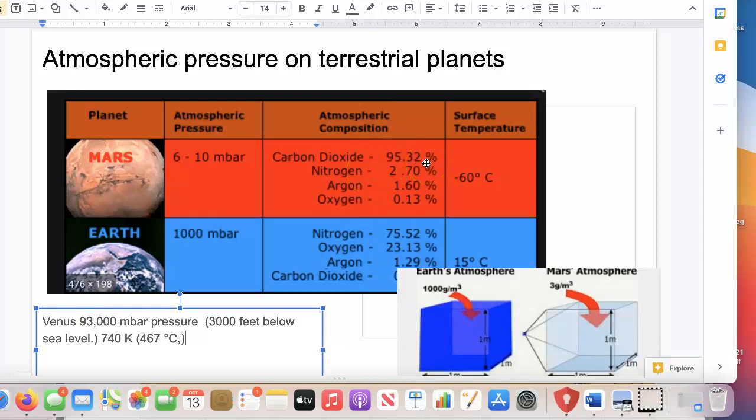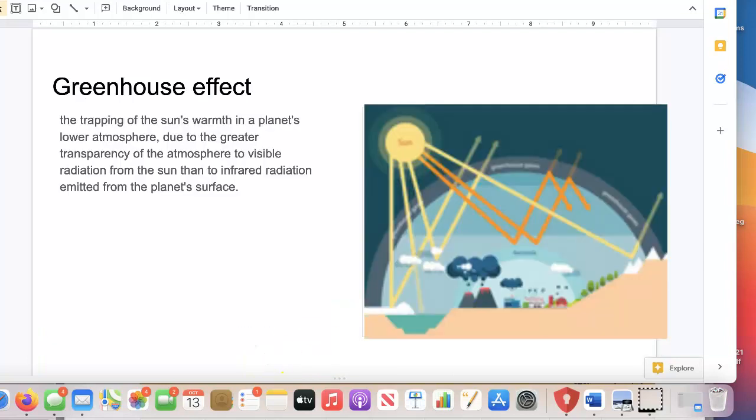95% of Mars' atmosphere, well, there's not a lot of carbon dioxide because there's only 3 grams per meter squared. So even though 95% of those 3 grams is carbon dioxide, it's still a little bit. But on Venus, it's almost all carbon dioxide, and there's so much of it that it makes it hot. Let's look at the next slide.